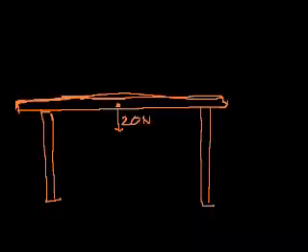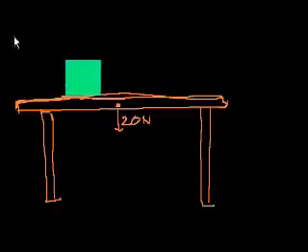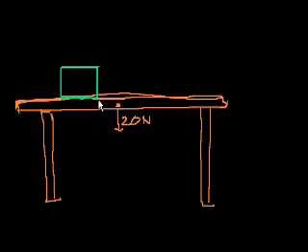Let's say that I place some textbooks on top of this table, or a box, just to make the drawing simpler. Let's say I place a box there. And the box weighs, let's say, like 10 kilograms, which would be about 100 newtons. So let's say it weighs about 100 newtons.